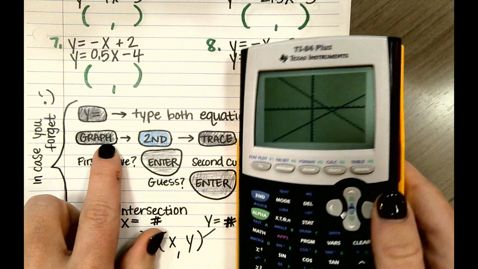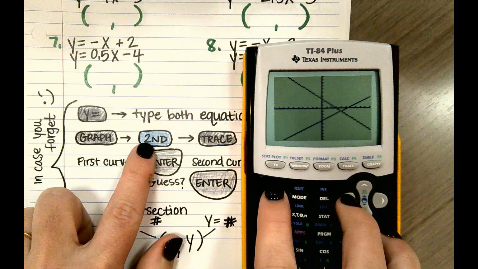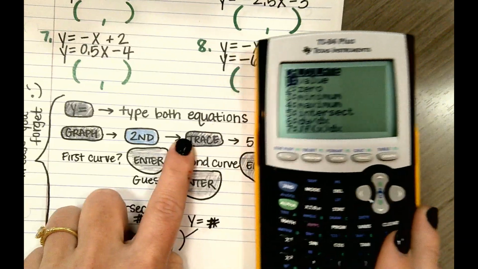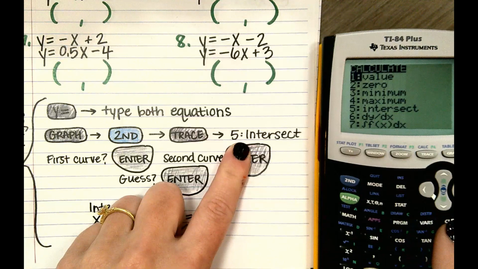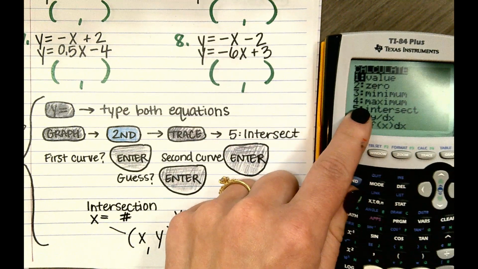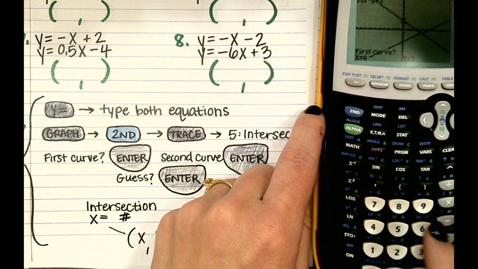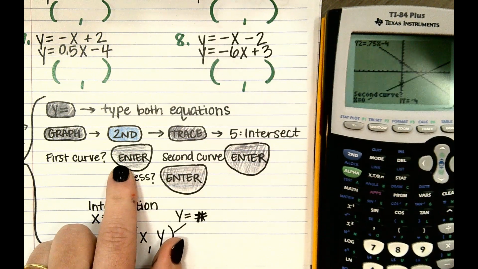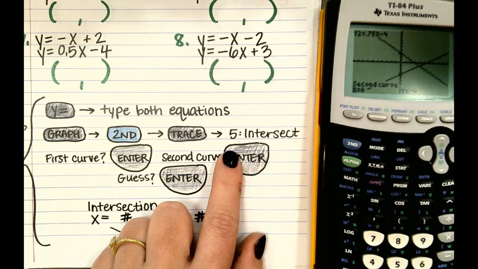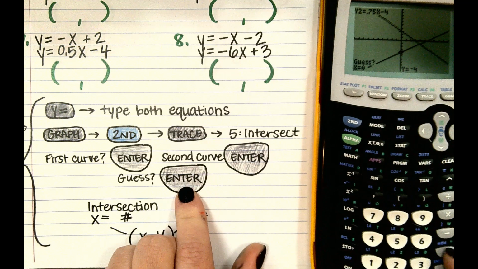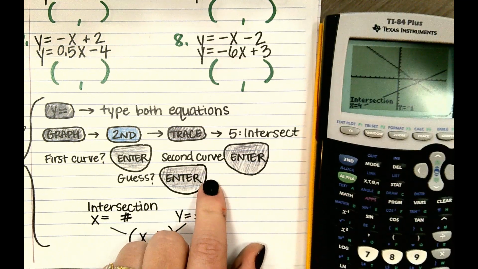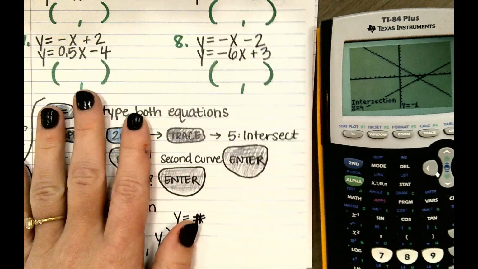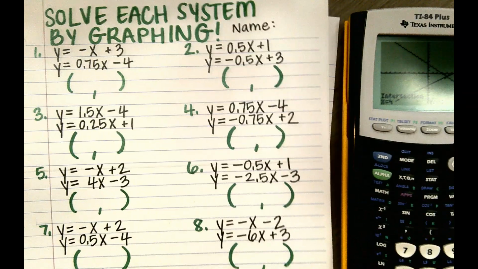I went to my graph. Now I hit second, the blue button, I hit trace next to graph. And I want to go to 5, intersect. So I can just click the number 5. It will ask me first curve, I'll hit enter. Second curve, I'll hit enter again. Yes, I'll hit enter one more time. And the answer to number 1, your intersection should be x is 4, y is negative 1.